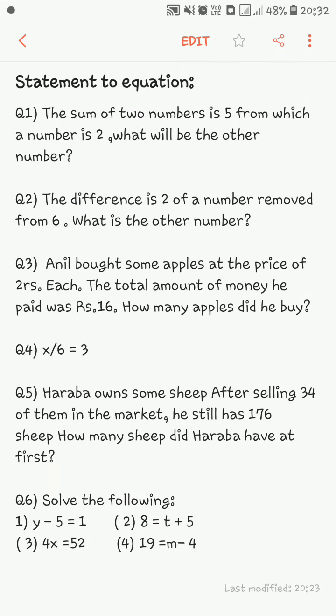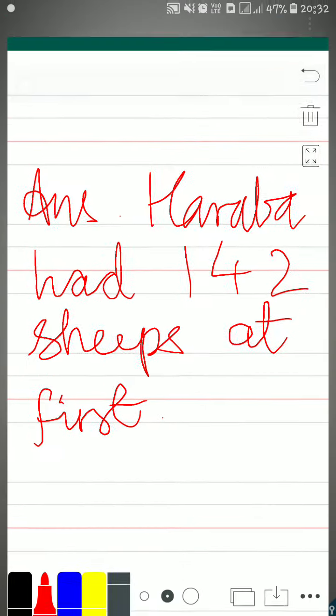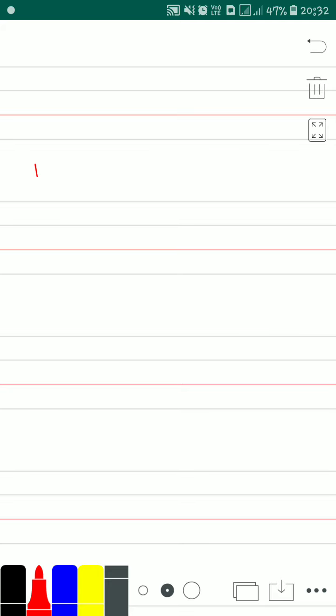Next, solve the following. So solve this following was done by everyone in the lecture itself. y minus 5 is equal to 1.